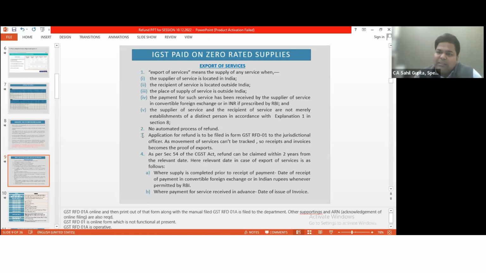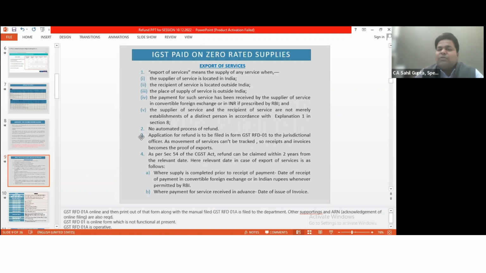Third, the place of supply for that supply should be outside India. Fourth, payment should have been received in foreign convertible currency, because the government wants more and more foreign currency to come in to India. So they have mentioned foreign convertible currency, which is easily tradable on the foreign exchanges. And the government has also added that for neighbor countries like Nepal and Bhutan, if RBI permits, then payment in INR will also be considered as payment in foreign currency.